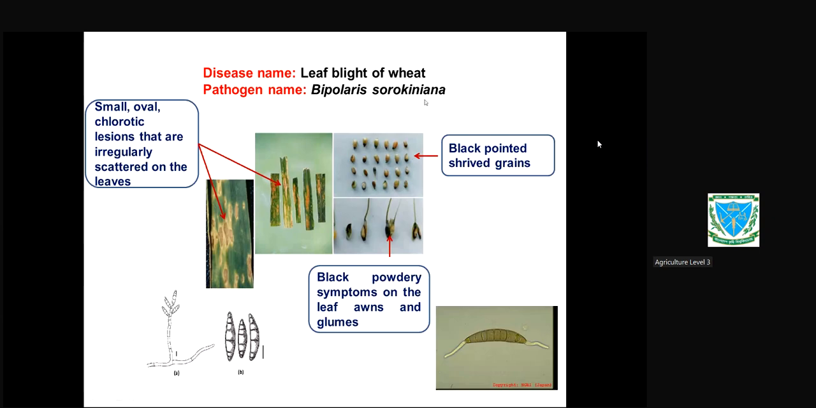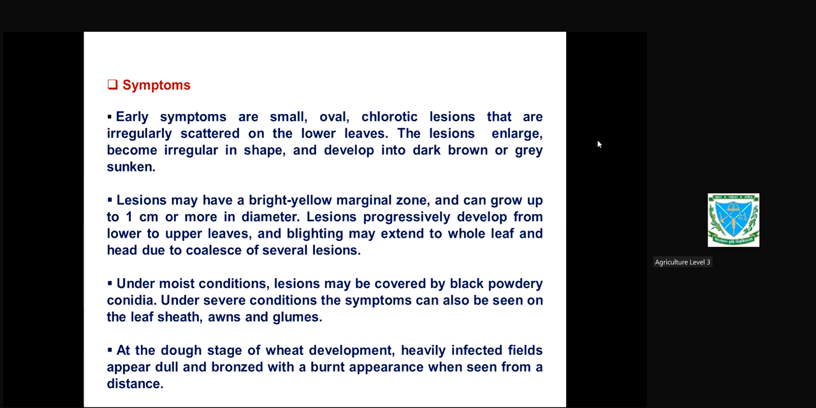And you see the Bipolaris sorokiniana produces this type of conidia, comes in contact with the leaf and infects the plant and produces this type of symptoms. There is an elaboration, but you don't need to write many things, only a few sentences you can write. You see small oval chlorotic lesions irregularly appear on the leaves, especially on the lower leaves.